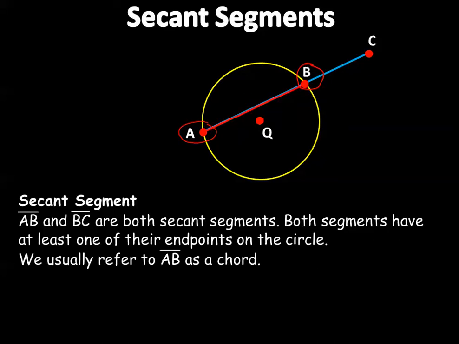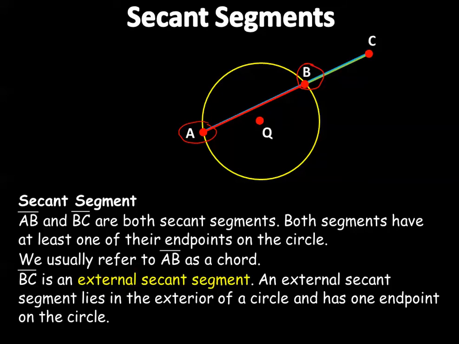Okay, so we usually refer to segment AB as a chord, and you'll see here that I highlighted it in red. When we see a segment like that, we think of it as a chord. We don't think of it as a secant. Now BC is what I've highlighted up here in blue, and we consider BC an external secant segment. An external secant segment lies in the exterior of a circle and has one endpoint on the circle. Notice all that I've highlighted in blue here is outside the circle. That's what makes it an external secant segment.